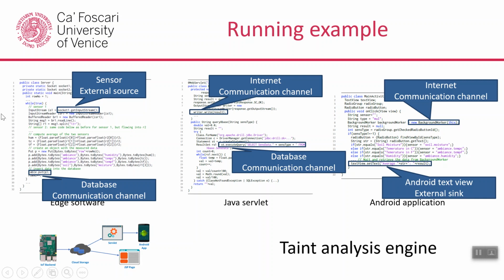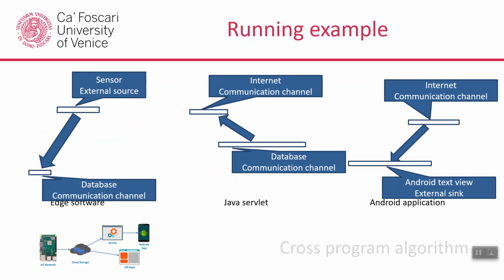Then what we do is we just run the taint analysis engine of Julia and we discover these flows of information internally at each program. So here we are running a state-of-the-art taint analysis engine in order to discover inside a single program if there are flows from sources to sinks, where sources and sinks might be both external or internal communication channels.